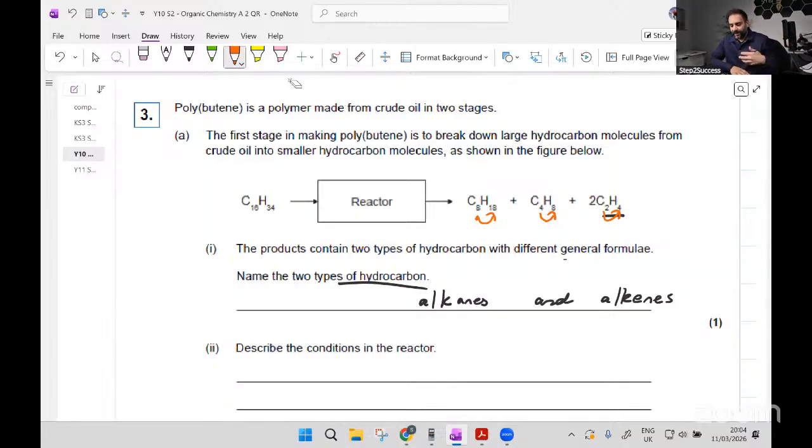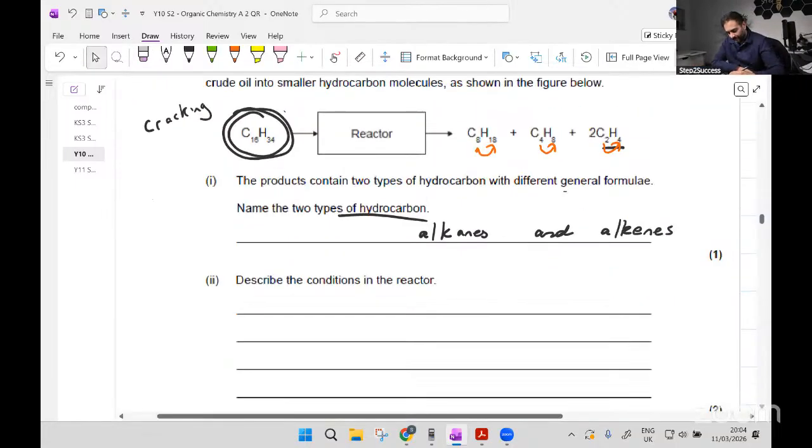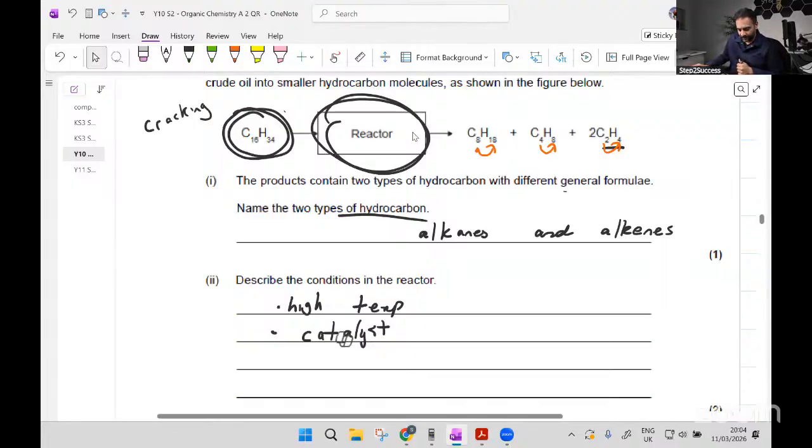The condition in the reactor, right. This question is about something called cracking. Cracking is when you start with a long hydrocarbon and you turn it into shorter ones. The reason you want to do that is because the shorter ones are more useful and they burn better. The process of cracking is basically always the same. You have two things for cracking: a high temperature, that's what's going on in here, and a catalyst. Those two things allow us to crack long hydrocarbons into shorter, more useful ones.